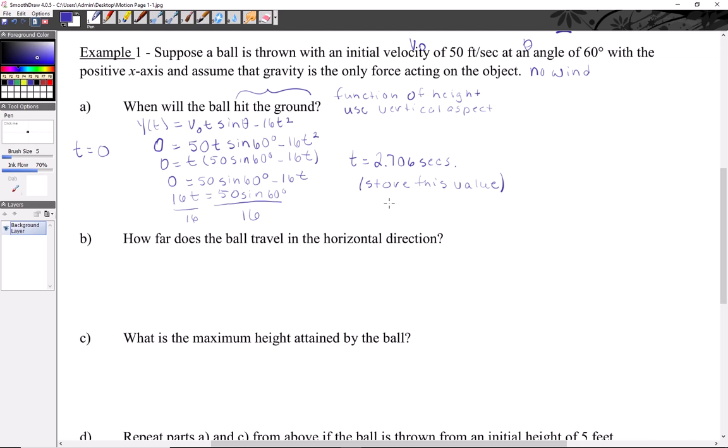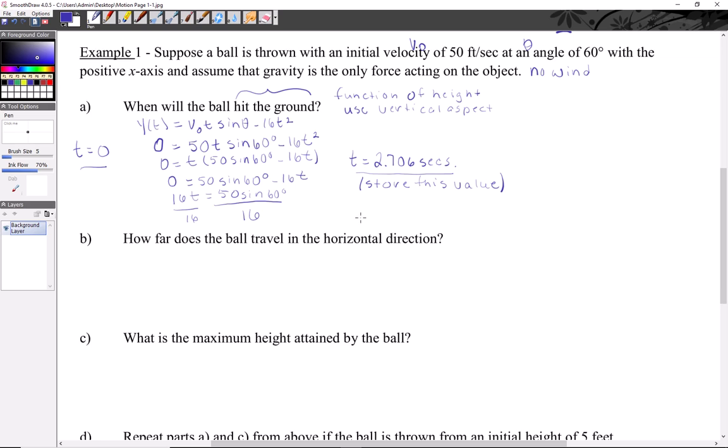The other option would be to go to a whole bunch of decimal places, maybe 5 or 6, and hope that that will prevent you from having rounding errors in your answer. Probably best just to go ahead and store. All right, so that's when the ball will hit the ground. It starts on the ground and it ends on the ground 2.706 seconds later.